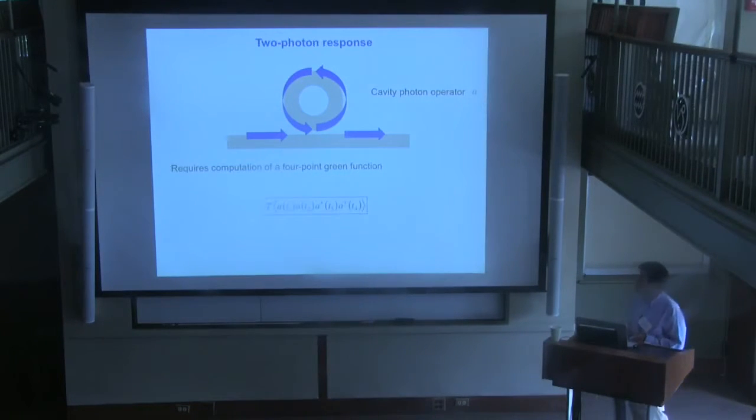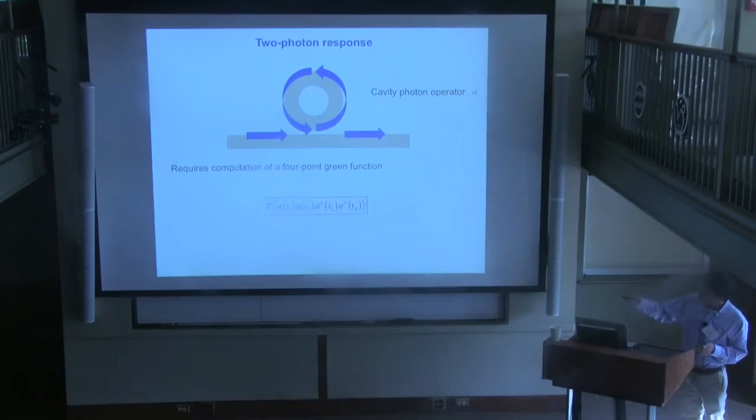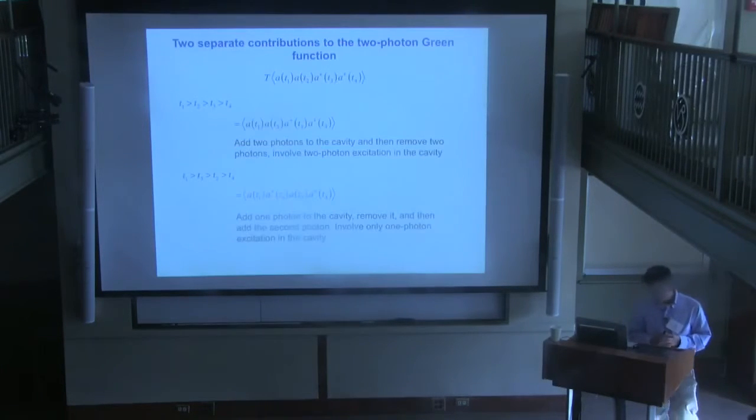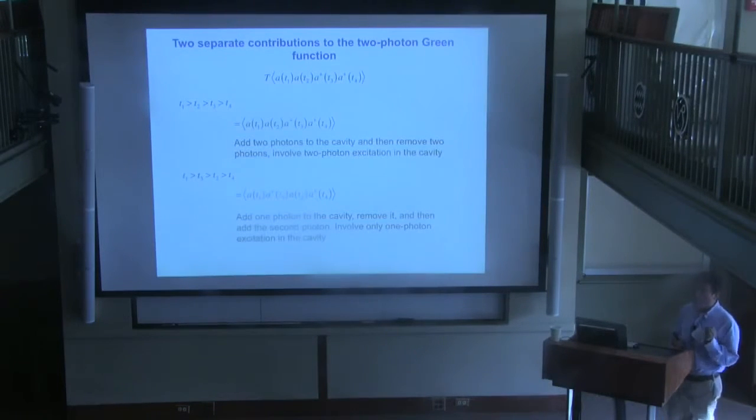Now you can do a 2-photon calculation. In this case, you just need to compute a time-ordered 4-point Green function, again for the local system. And in this case, depending on the time order, it actually tells you something about 1 or 2 photon excitation. So for example, if the time order is in this order, then you will be creating 2 photons first and then eliminating them afterwards in the cavity.